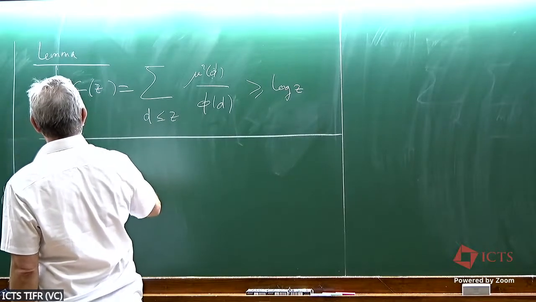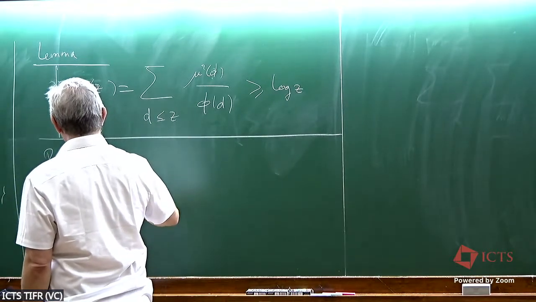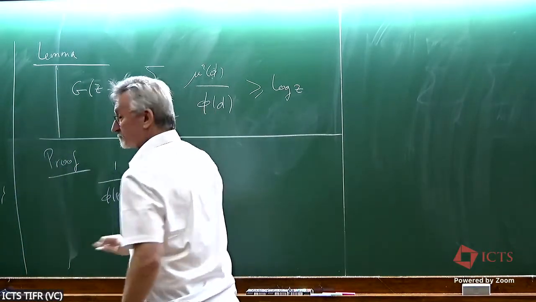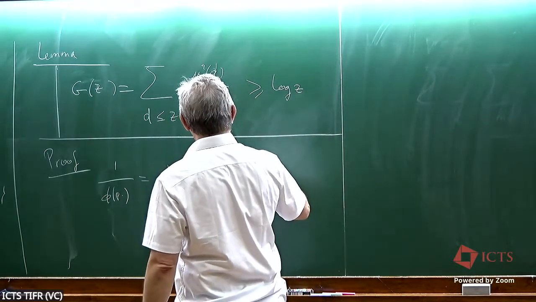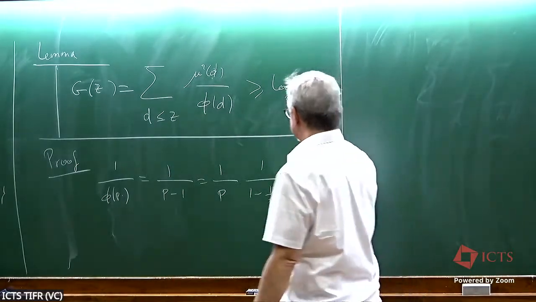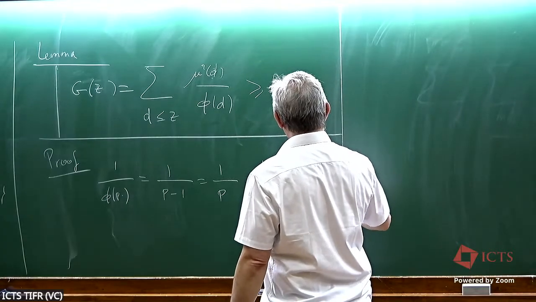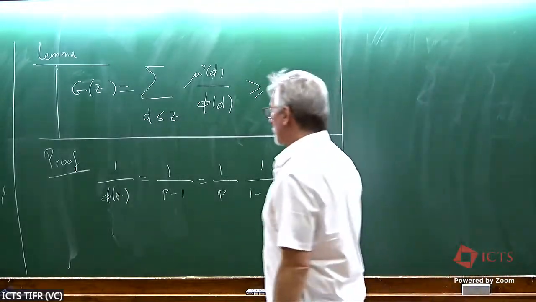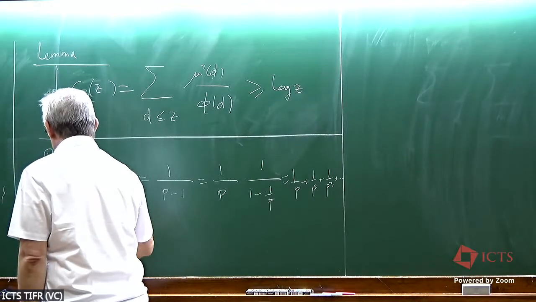So μ square, 1 upon φ of P, is equal to 1 upon P minus 1. It's equal to 1 upon P times 1 upon 1 minus 1 by P. It is equal to 1 by P plus 1 by P square plus 1 by P cube, and so on. Now if you have μ square Q, a Q which is square free.